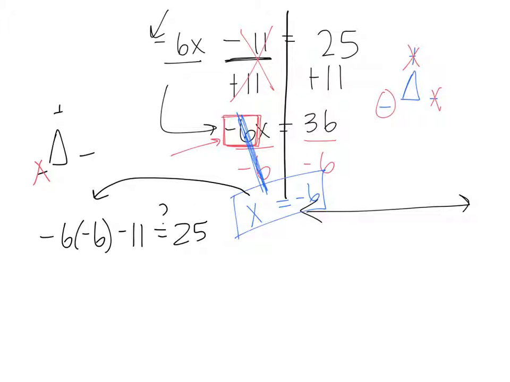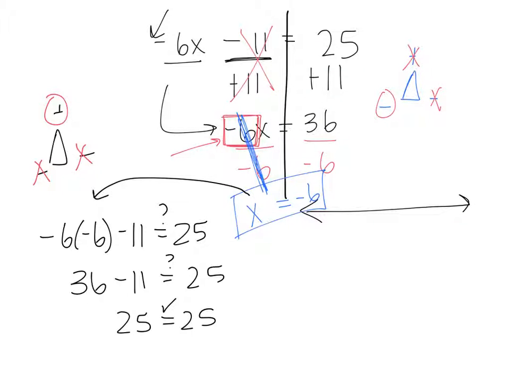I have a negative 6 times a negative 6. That leaves a positive. So 6 times 6 is 36, and it is positive. Minus 11, does that equal 25? 36 minus 11 is 25. So both of our sides are equal, which means x is negative 6 is our solution.